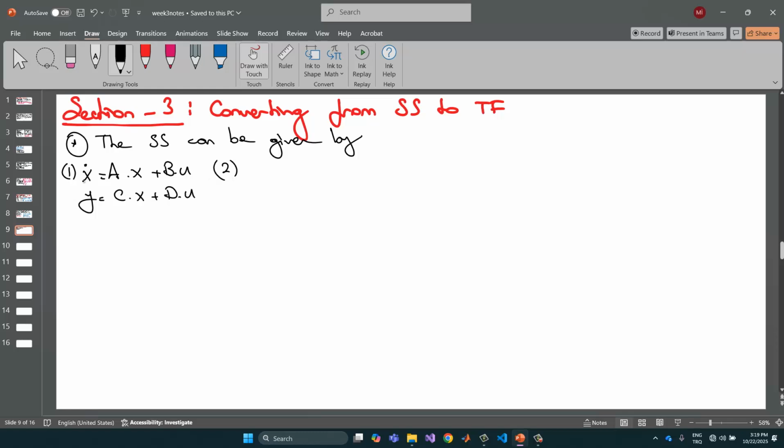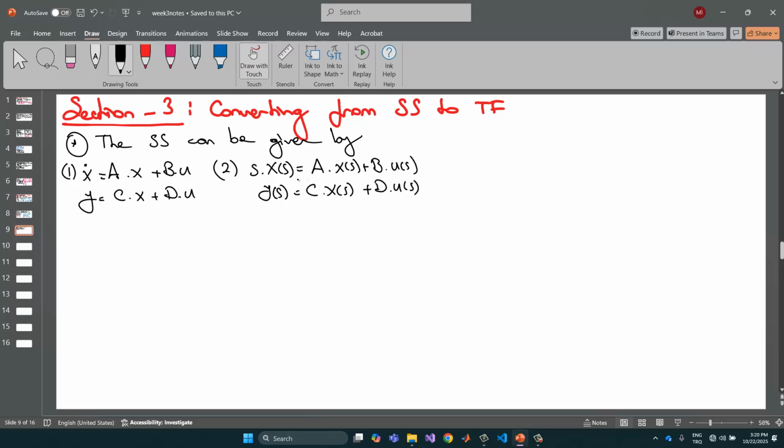This is the X dot, right? Even if it's a vector, we can apply the Laplace transform in here. And so, S times X(s) is equal to A X(s) plus B U(s), right? And so, Y(s) is equal to C X(s) plus D U(s), right?